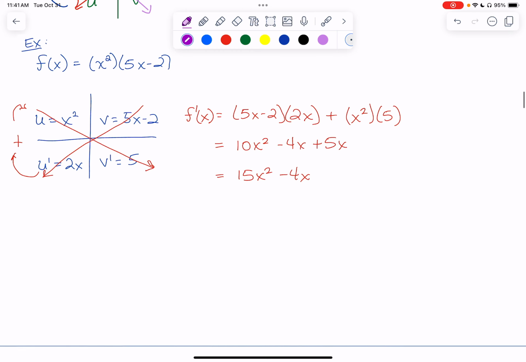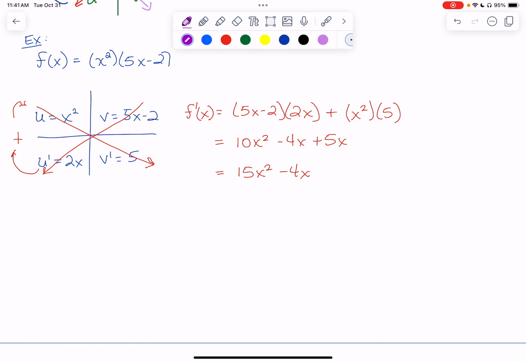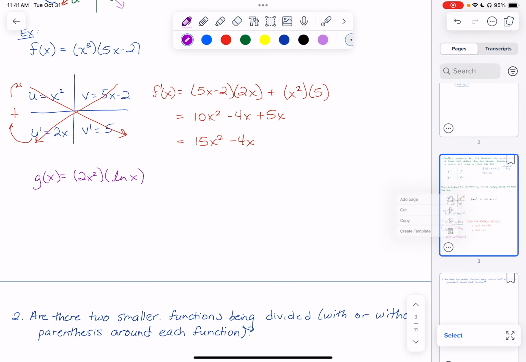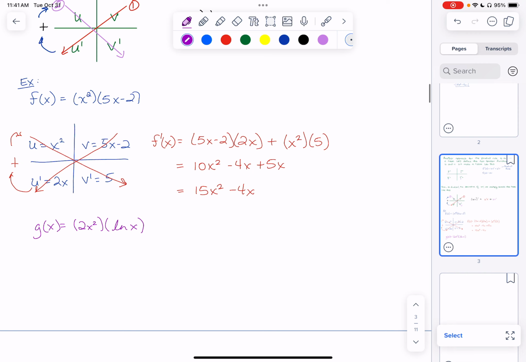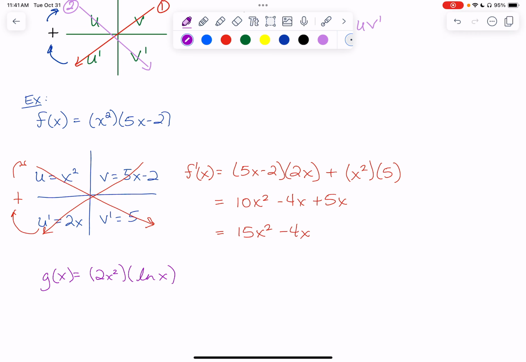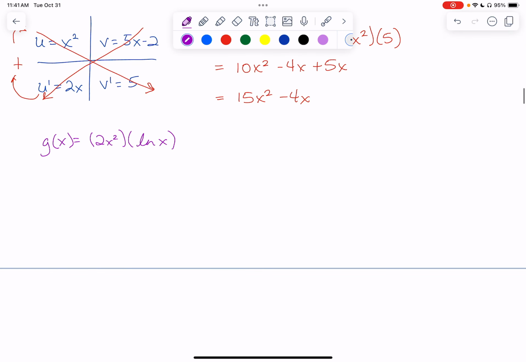So if we look at the previous page, what we had was, let's see, we had g of x that was equal to 2x squared times the natural log of x. And you can see that by writing them this way, really quick, let me add a page here. By writing them this way, what I can see is that they're two separate functions. It's really easy to see which one's u and which one's v.